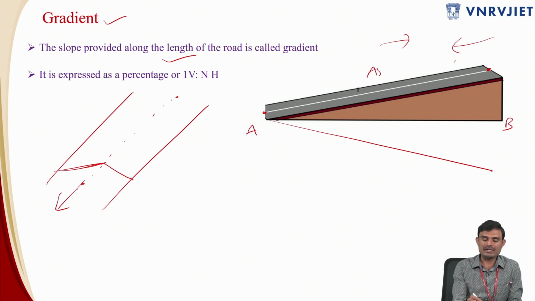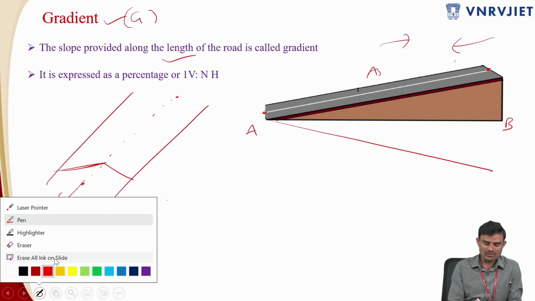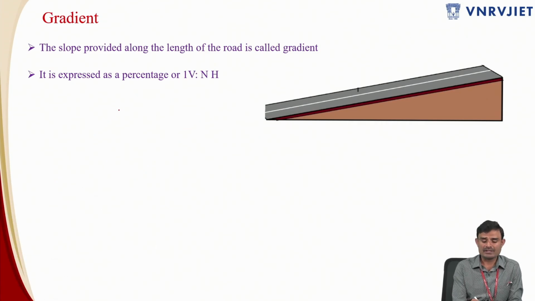So that is about the gradient, which is given by the symbol G. It is expressed as vertical to horizontal, because that is a slope over here. Always the value of gradient should be expressed as 1 in n. So the value of vertical should always be 1 meter. This is a slope, so it will not have units, and the value for vertical rise or fall should be taken as 1 meter.